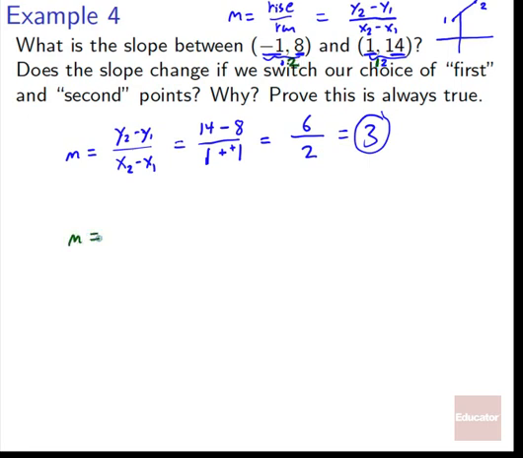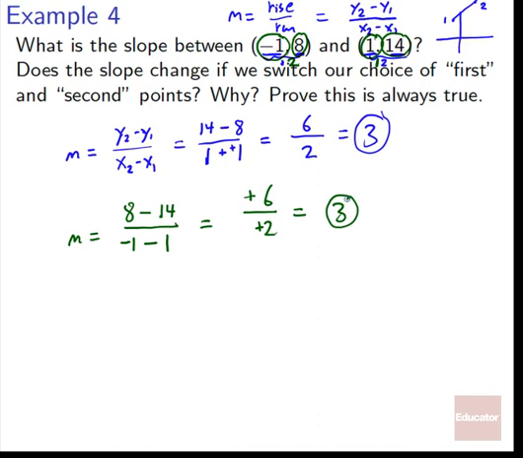M equals, so it's going to be our new second guy is 8 minus our new first guy is 14, divided by x2, our new second guy is -1 minus our new first guy is 1. 8 minus 14, -6. -1 minus 1, -2. Hey, will you look at that? These cancel and we get the exact same thing.